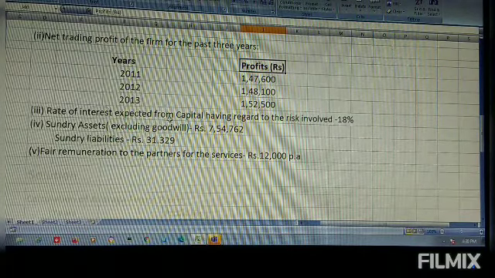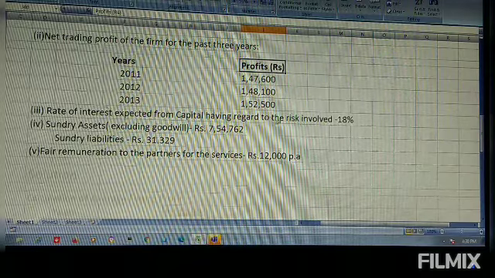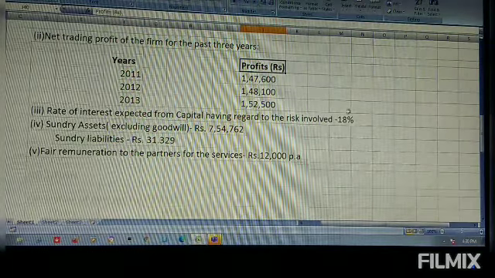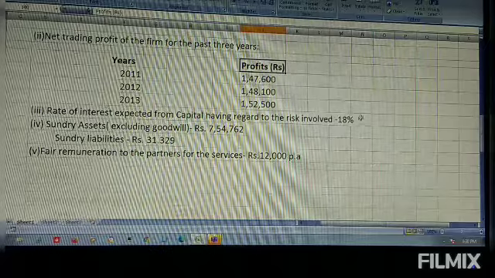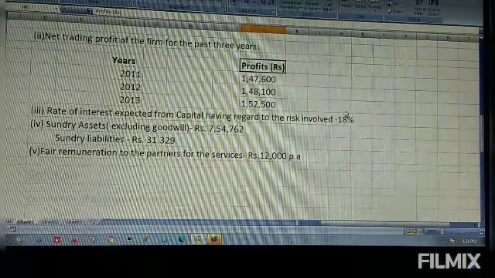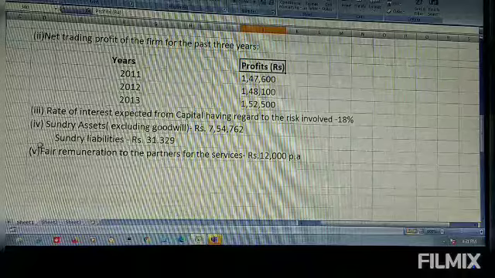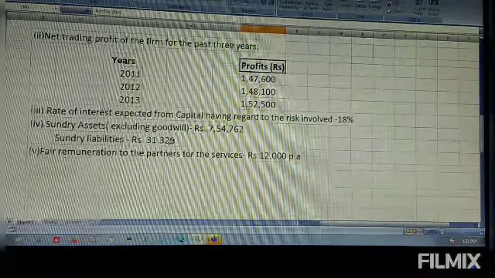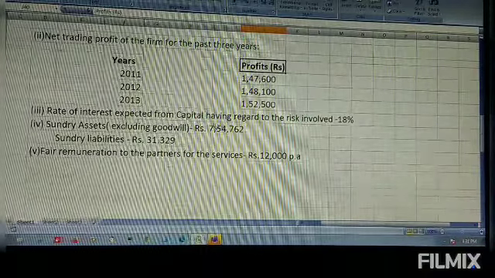Rate of interest expected from capital having regard to the risk involved. So 18% is the expected rate of interest, that is the normal rate of return. Then the fourth point is sundry assets excluding goodwill. Excluding goodwill, sundry assets are given.